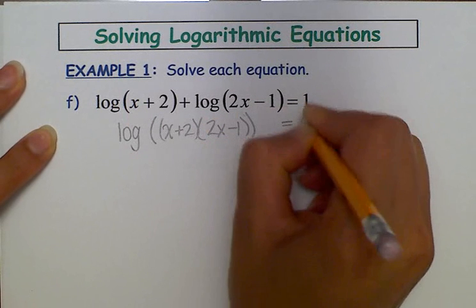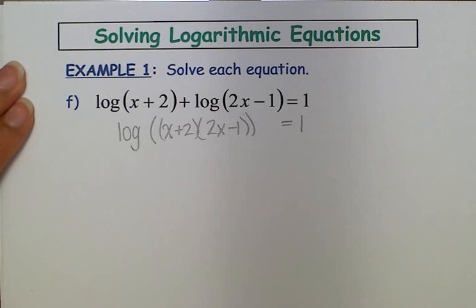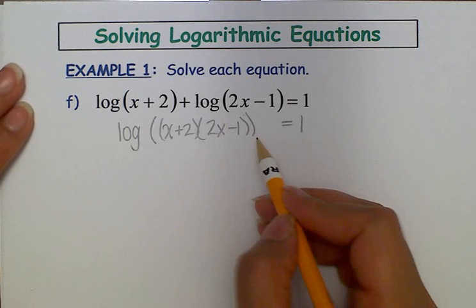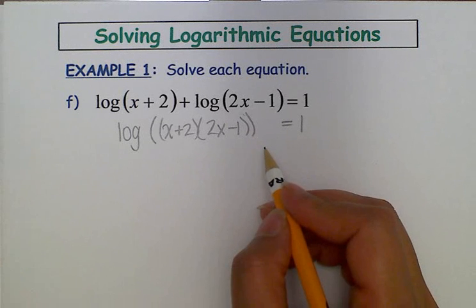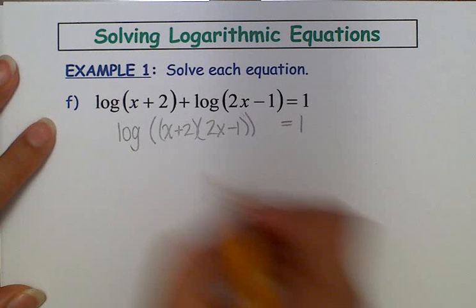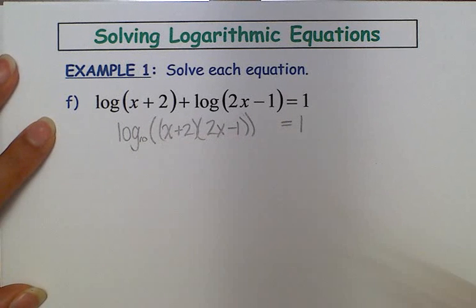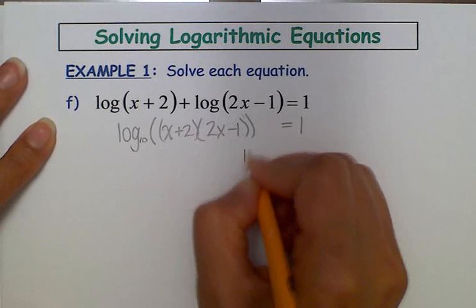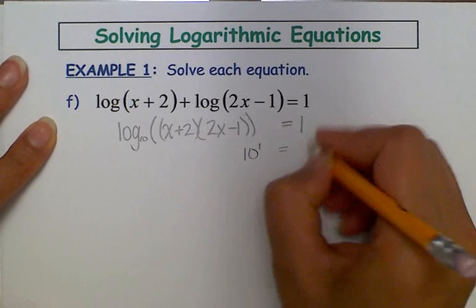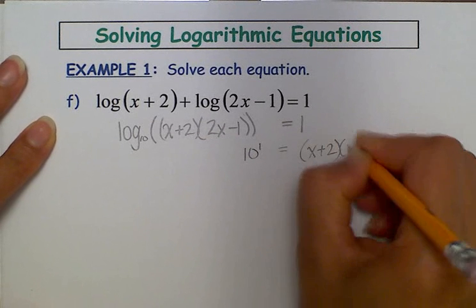equals 1. And again, because I only have a logarithm on one side, I can rewrite this as an exponential equation. So the base here is 10. So I can rewrite this as 10 to the exponent 1 equals x plus 2 times 2x minus 1.